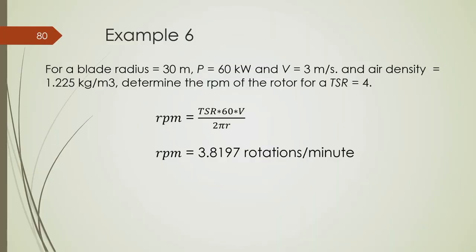Okay. So, these are some examples where you can see that blade radius is given, power output is given, velocity is given, air density is given, TSR is given. So, you have to determine the RPM of the rotor, and in a similar way, the tip speed ratio expression that you have seen, you can find out with this. TSR is nothing but tangential speed, which is omega r, divided by the wind speed.